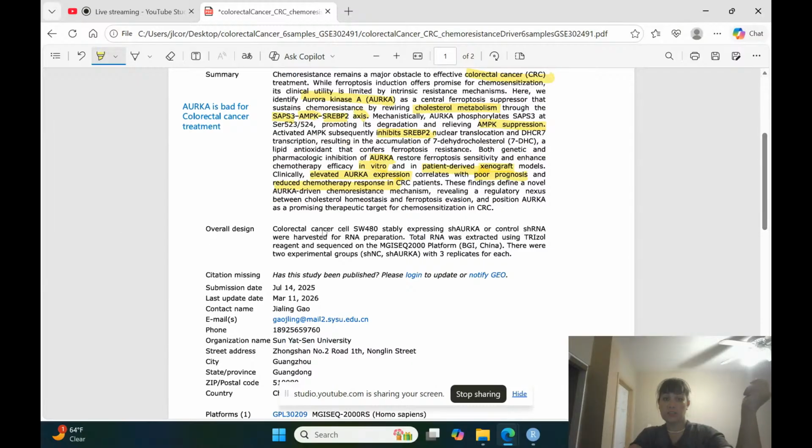Okay, overall design: colorectal cancer cell line SW480, stably expressing shAURKA or control shRNA, were harvested for RNA preparation. Total RNA was extracted using TRIzol reagent and sequenced on, okay, this is a new machine, the MGISEQ-2000 platform. There were 2 experimental groups, the shAURKA and the control shRNA, with 3 replicates for each.